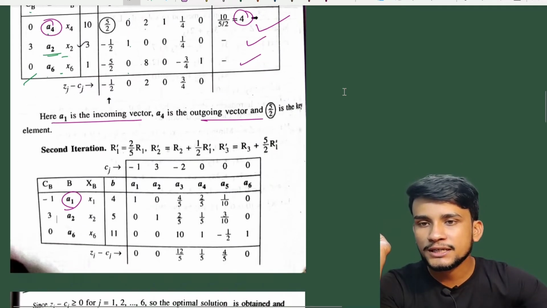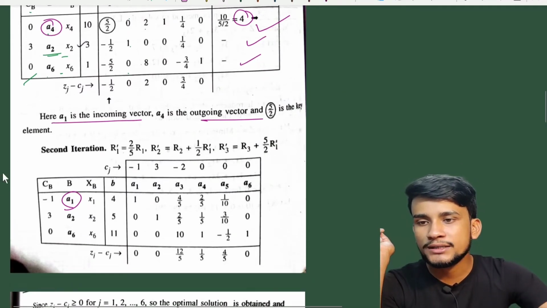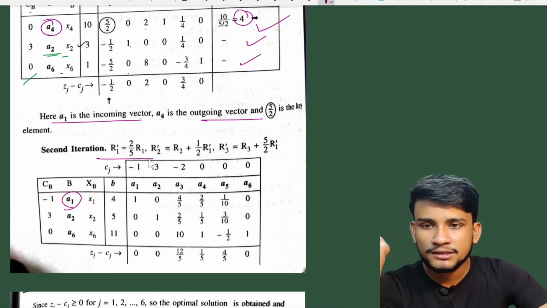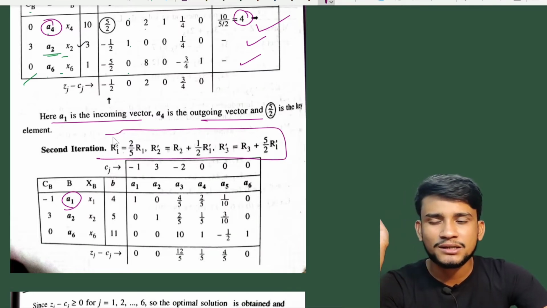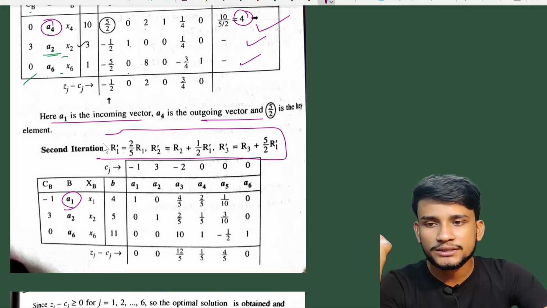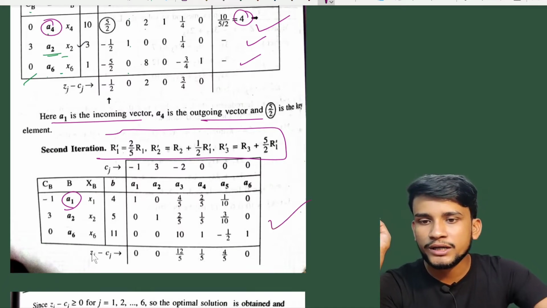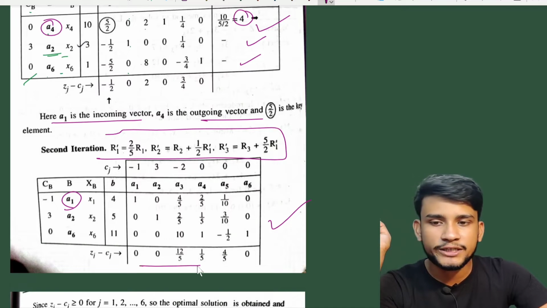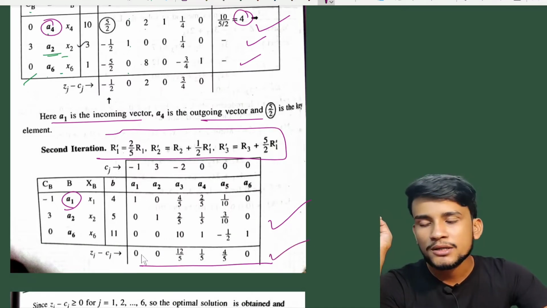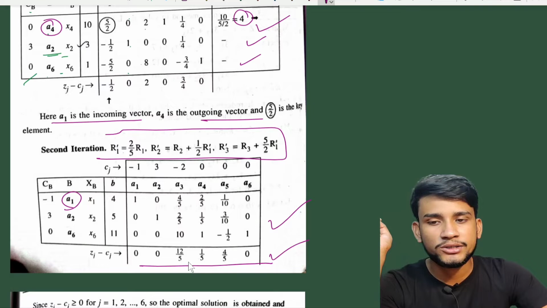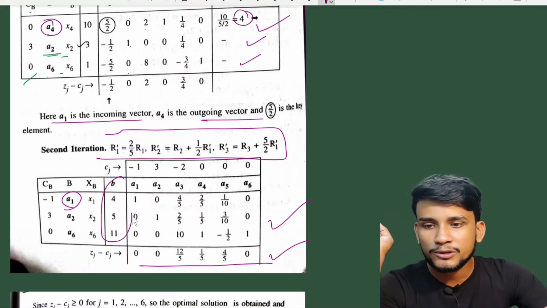So this is the table, and in the similar way we apply the second operation. This is the second table, and we now see the zj minus cj terms. All zj minus cj are greater or equal to 0, that means this satisfies the optimality condition, and this gives the optimal solution. Here we see that a1, x1, x2 and x6 are present.